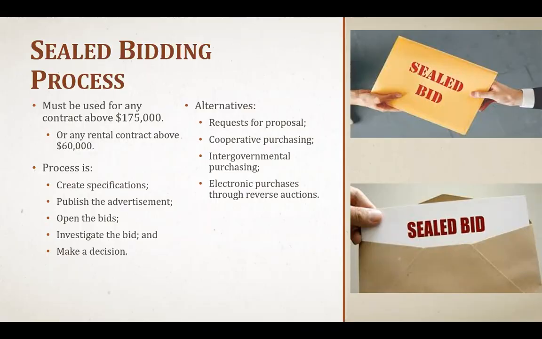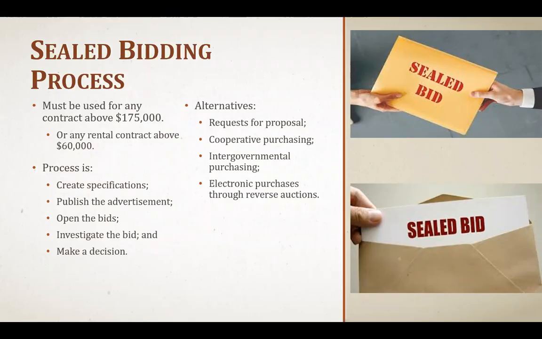So the general process is about 5 steps, though it'll seem like it's much longer than that. The first is to create specifications, and to publish the advertisement of those specifications. Then after receiving all the bids, the town will open them. Then after opening the bids, they will investigate the bids. And then after investigating the bids, the town will officially make its decision. There are also alternatives, such as requests for proposal, cooperative purchasing, intergovernmental purchasing, electronic purchases through reverse auctions, and we'll talk about those more later.